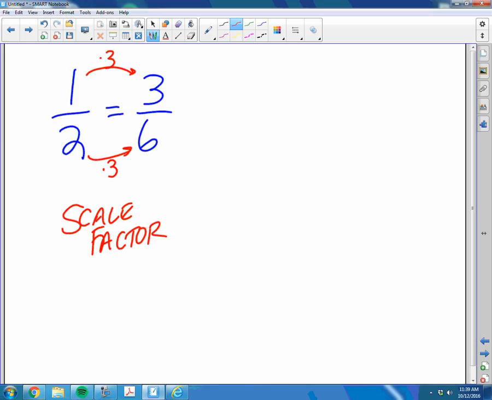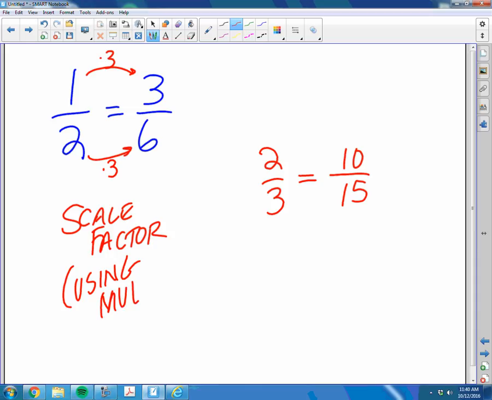If you have, for example, a fraction that's 2/3, and I said apply a scale factor of 5, then you would end up with 10/15. Top, bottom. Scale factors are always using multiplication. Scale factors only use multiplication. You'll never divide with a scale factor.